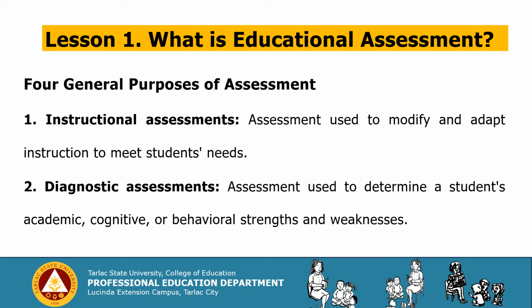Let's talk about the four general purposes of assessment. Number one, instructional assessments. Assessment used to modify and adapt instruction to meet students' needs. It can be an informal or formal assessment and usually takes place within the context of a classroom. Informal instructional assessments can include teacher questioning strategies or reviewing classroom work. A formal instructional assessment could be a written pre-test in which a teacher uses the results to analyze what the students already know before determining what to teach. Example, quiz on reading assignment.